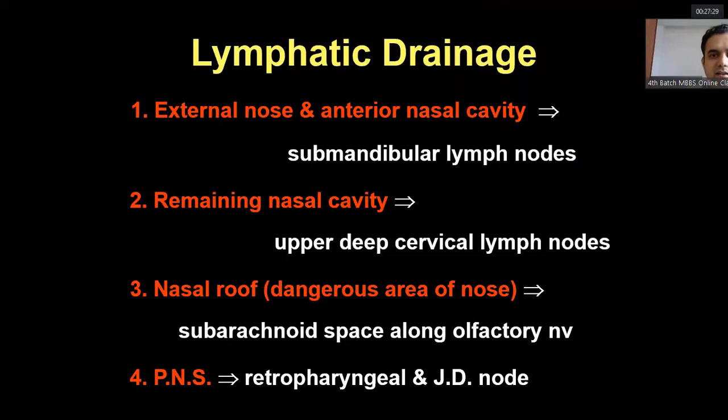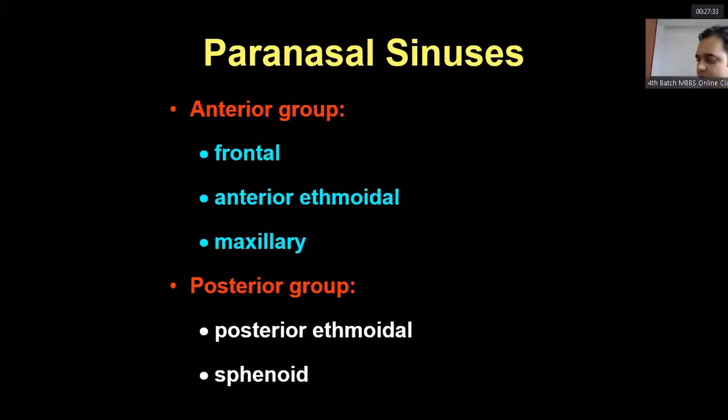Lymphatic drainage, we are going to skip this. Now let us come to the paranasal sinuses. Paranasal sinuses are very important. There are two groups, the anterior group and the posterior group. The anterior group comprises the frontal sinus, anterior ethmoidal sinus, and the maxillary sinus, and the posterior group has the posterior ethmoidal sinus and the sphenoid sinus.